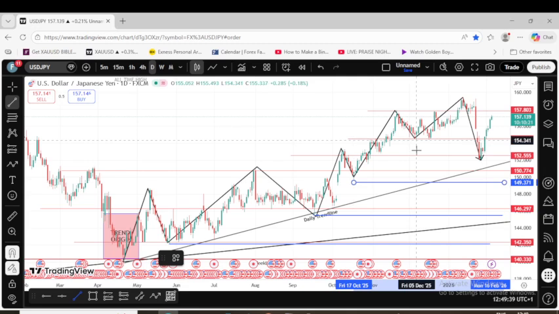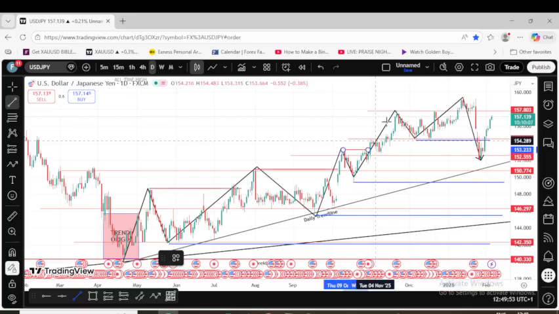Now let's identify our higher highs. This is my higher high. Let's identify it with red. This is another higher high. This is another higher high. And then this is another higher high. And then this is another higher high. Okay, so let's delete this.